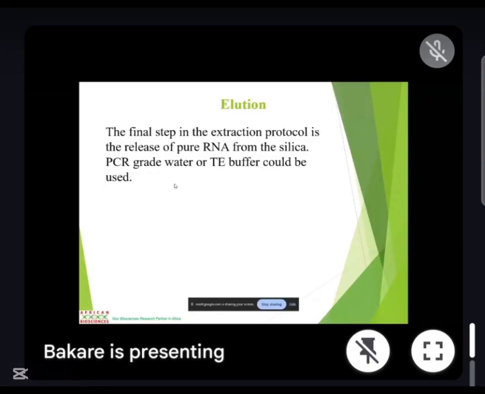That our column, we will now place it inside a new maybe 1.5 ml microcentrifuge tube. That's where our DNA or our RNA will be eluted inside. So we'll now add our elution buffer. The elution buffer also comes with the kit. So the elution buffer, you add 50 microliter in most cases. But there are cases that you might later need more than 50 microliter for your work.